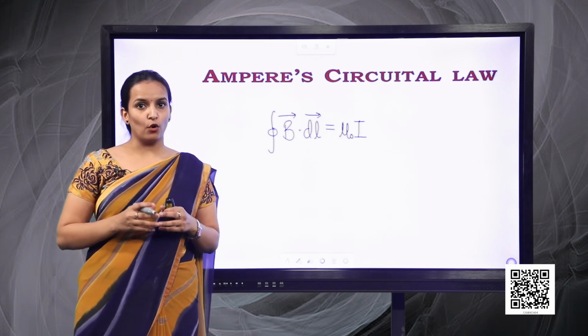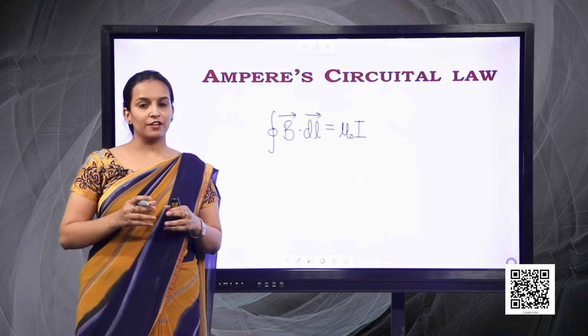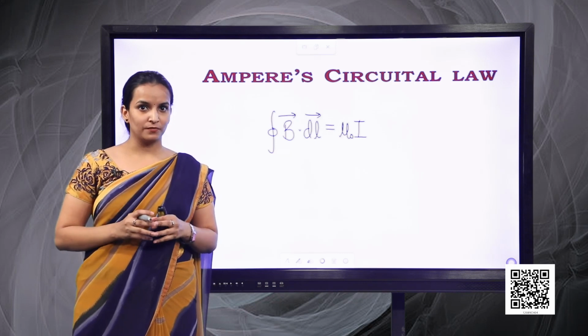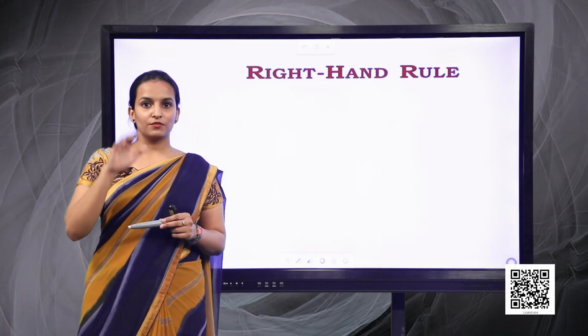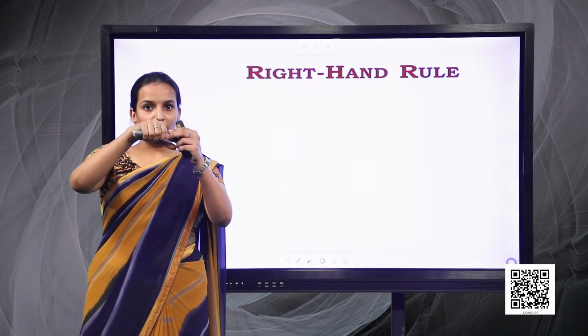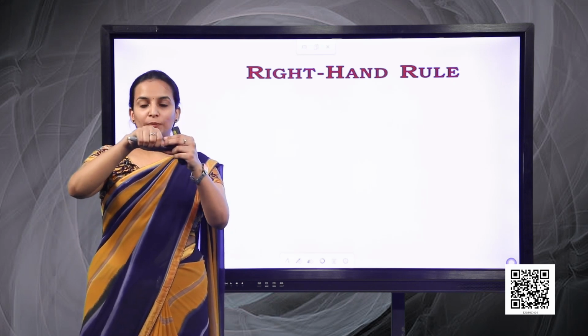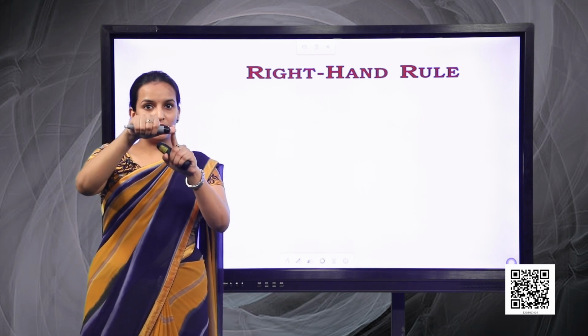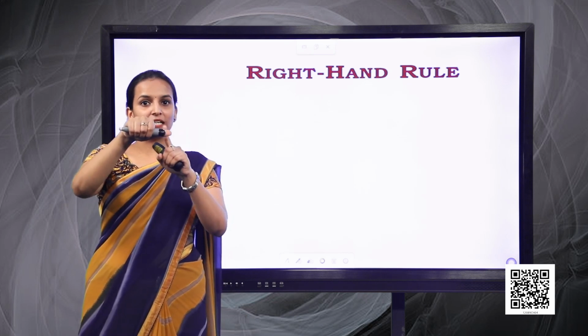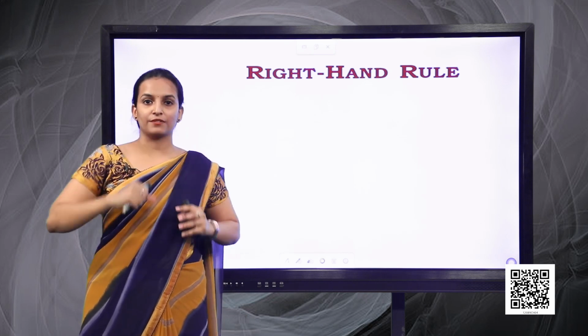This relation involves a sign convention given by the right hand rule. Okay, let's understand how to use the right hand rule. Curl the fingers of the right hand in the sense in which the boundary is traversed in the loop integral B dot dl. Then the direction of the thumb gives the sense in which the current I is regarded as positive.